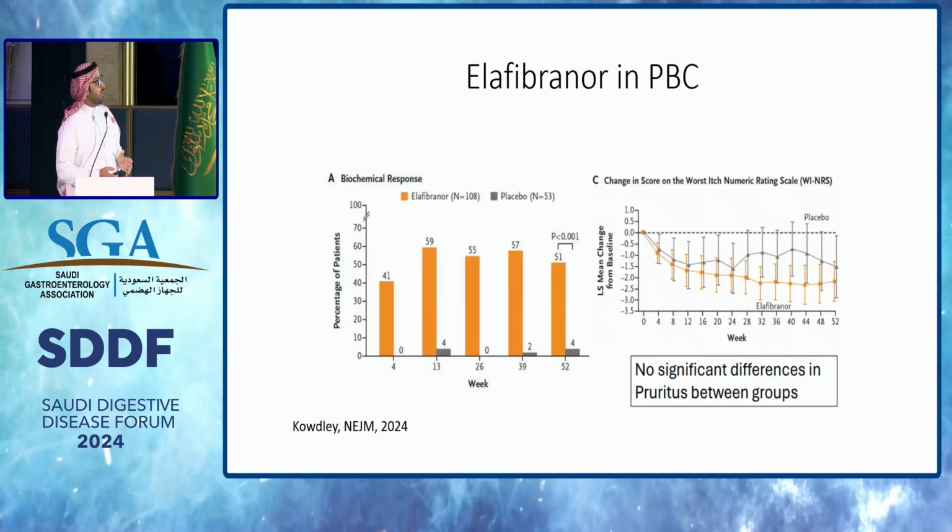This is the ELATIVE trial. It's a phase 3 RCT. It compared elafibranor with placebo, and their definition of biochemical response is ALP less than 1.67 times the upper limit of normal, and a 15% reduction in ALP. And also they looked at normalization of ALP as a secondary objective. As you can see, at the end of the study at week 52, elafibranor was way better than placebo at achieving the biochemical response. Unfortunately, it had no impact on pruritus.